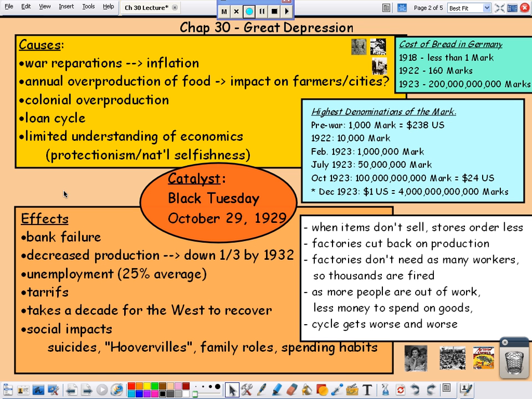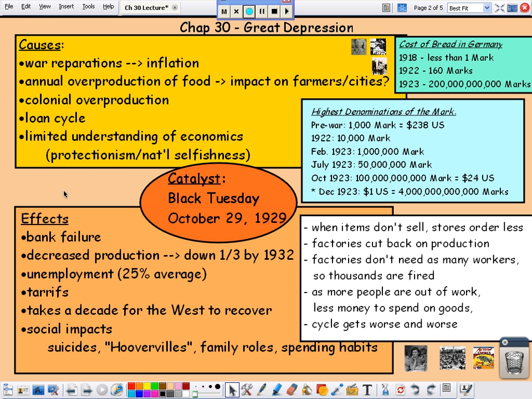Farmers produce more, farmers produce more, farmers produce more. Crop values fall. People buy less. Factories produce less. People get fired. So production drops by 1/3 within a few years. Unemployment hits record numbers: 1/4 of the population, in some places higher.